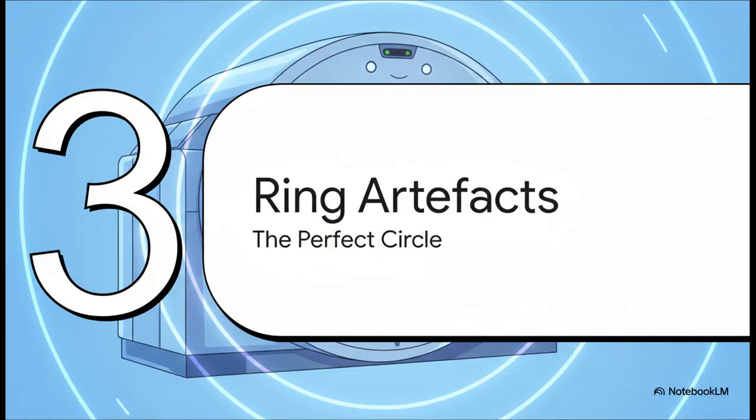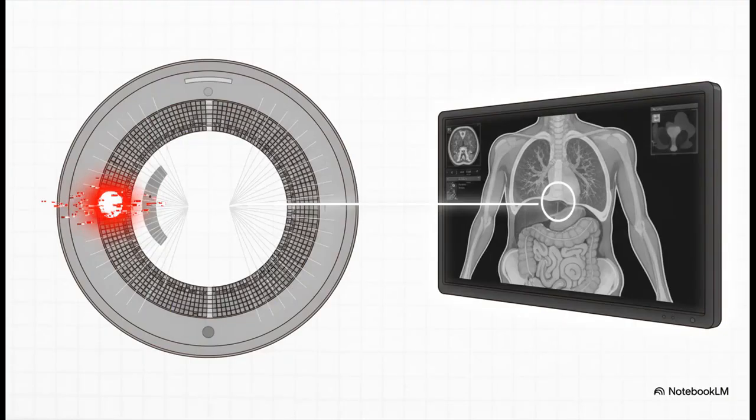Our third ghost is a little different. This one isn't about the patient or the physics of the X-ray beam. Nope, this one is all about the machine itself. Let's talk about the perfect circle, or as they're officially known, ring artifacts. You see, this particular ghost is a pure hardware problem.